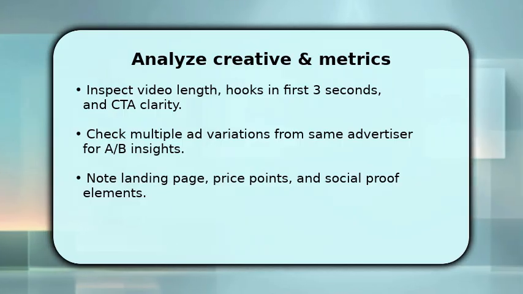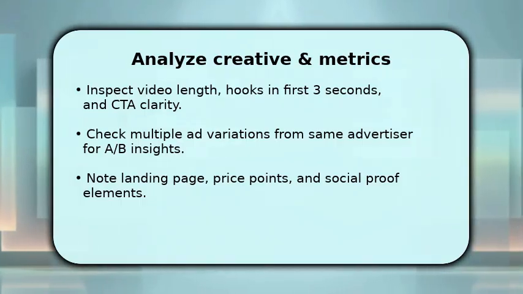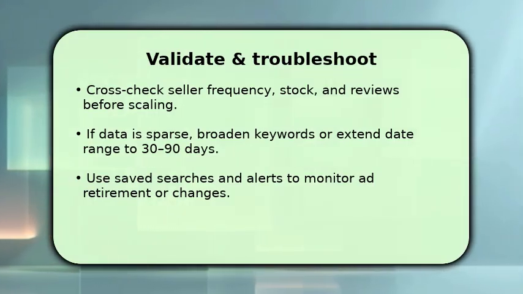Price, guarantees, and social proof reveal business viability. You do this to connect creative with conversion mechanics, not just impression. Finish by validating the candidate product before committing ad spend. You cross-check seller frequency, inventory signals, and on-site reviews to confirm demand.